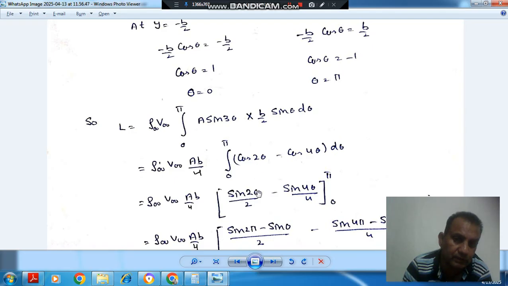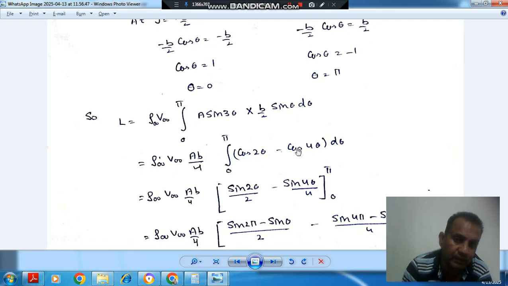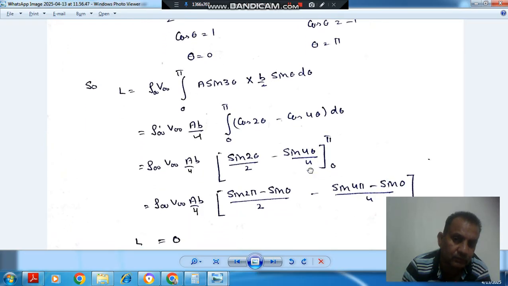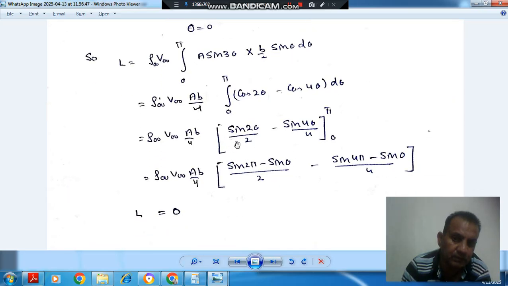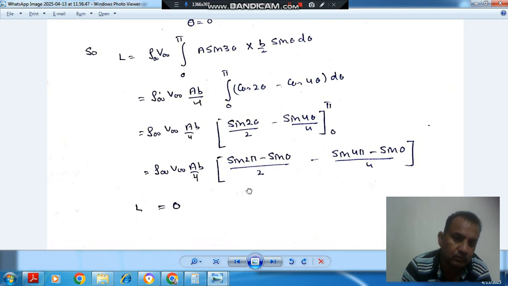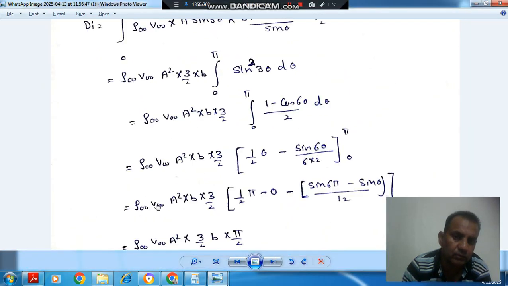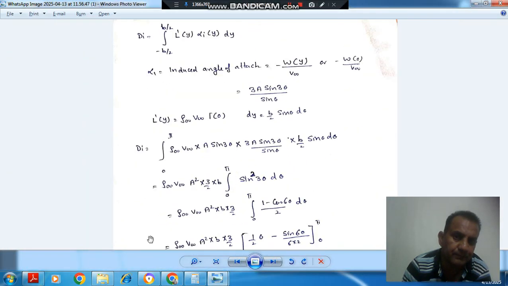So now the integration of cos 2θ is sin 2θ by 2, and the integration of cos 4θ is sin 4θ by 4, with limits 0 to π. Now we put the limits. Here it will be sin 2π minus sin 0, and here sin 4π minus sin 0. So this is 0, this is 0, this is 0, this is 0. So what is left is 0. The total lift is 0.